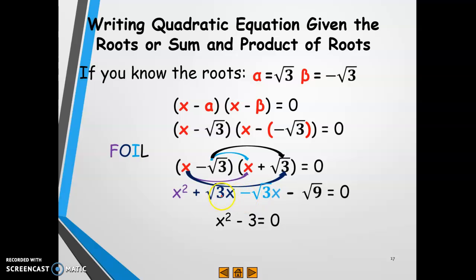Why is the middle 0? Because they have the same radical, square root of 3, and the same variable. It's just that the signs are not the same. So it's the same thing as 1 minus 1, which is 0. Okay? So x squared minus 3, which came from negative square root of 9, is x squared minus 3. And then that's it. That's our equation. Okay? This is our equation.